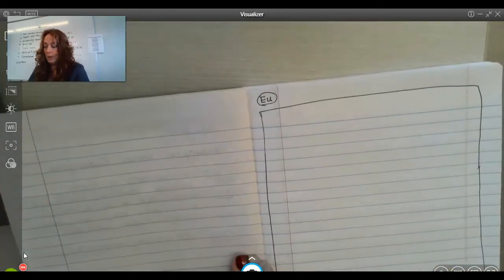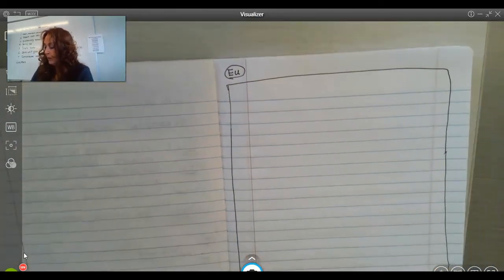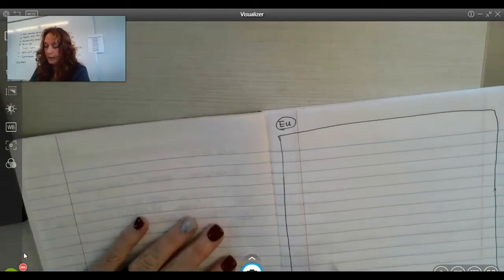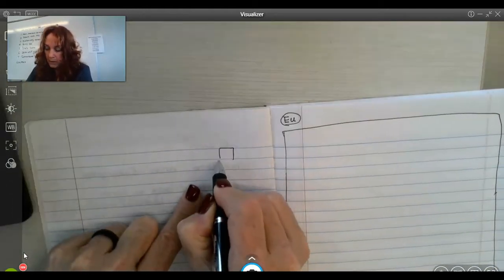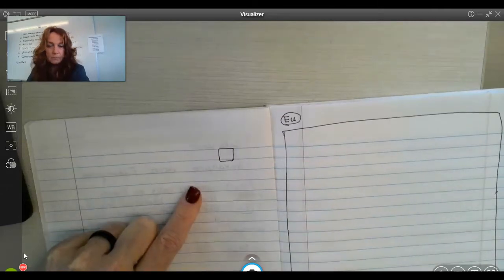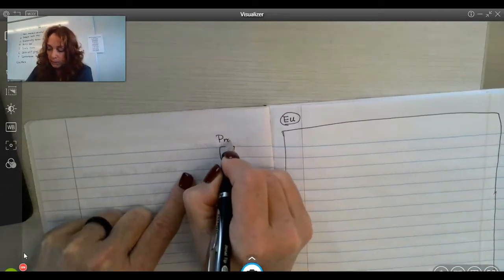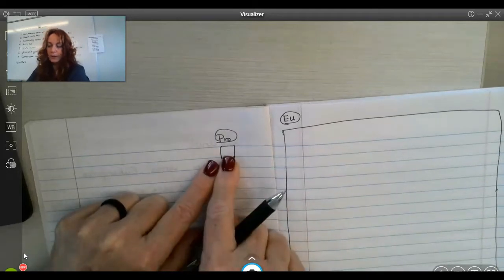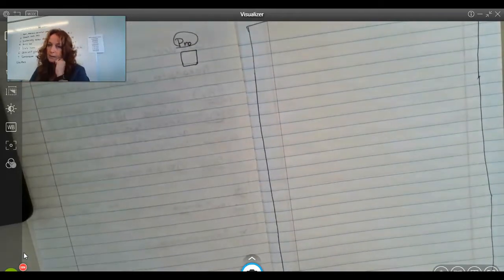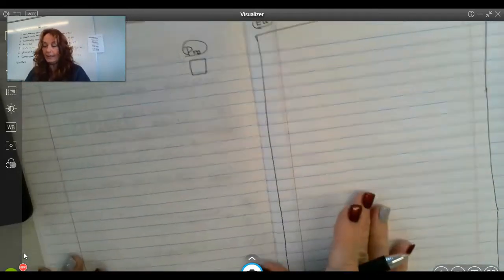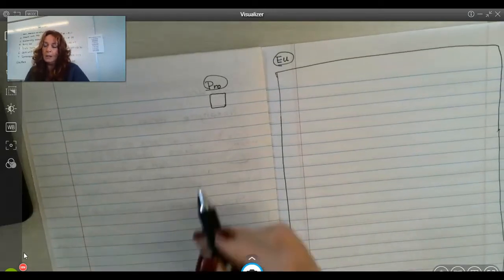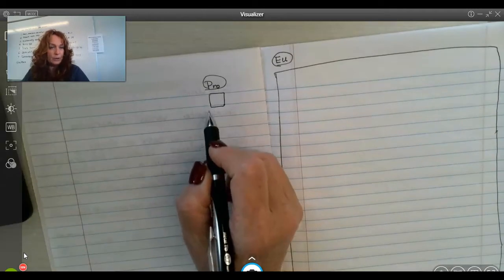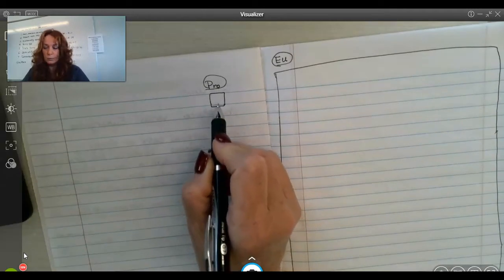Then I'm going to come over, and if you think about it, it would be maybe this big for a prokaryotic cell. I bet you could fit 100 of those in here easy. So that's about the difference between the two for size. You can actually put what we need to draw right in here.